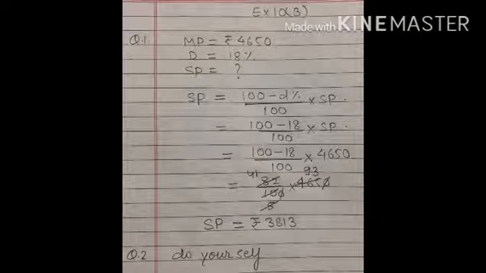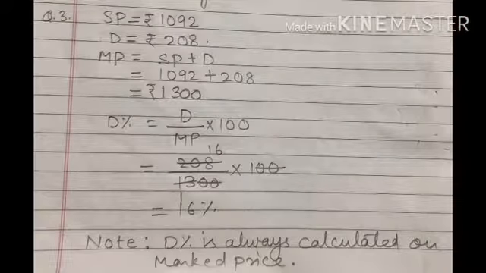When you calculate by cancelling the number, you get the selling price, that is 3813. You can solve question number 2 by yourself. If you are feeling any problem, you can ask within a class. Now the question number 3.